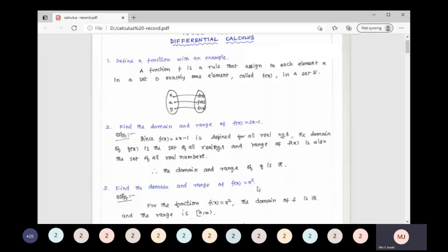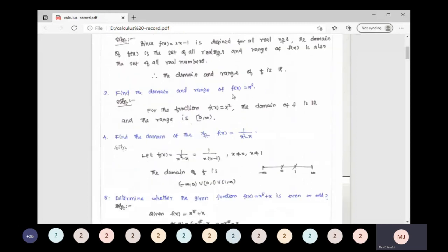Now, this is one more example. F of x is equal to x square. Now, we have to calculate the domain and the range. In this function, you can substitute any value for x. You can define the function for any real number, 0, plus or minus any number between minus infinity to plus infinity. Therefore, the domain is the set of all the real numbers. But the range is defined only for the positive interval, 0 to infinity.